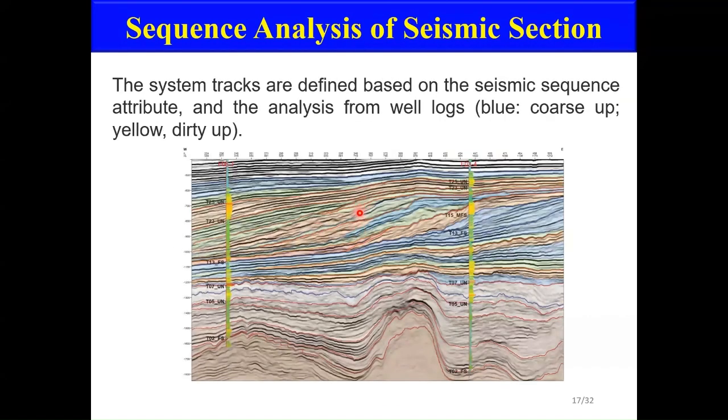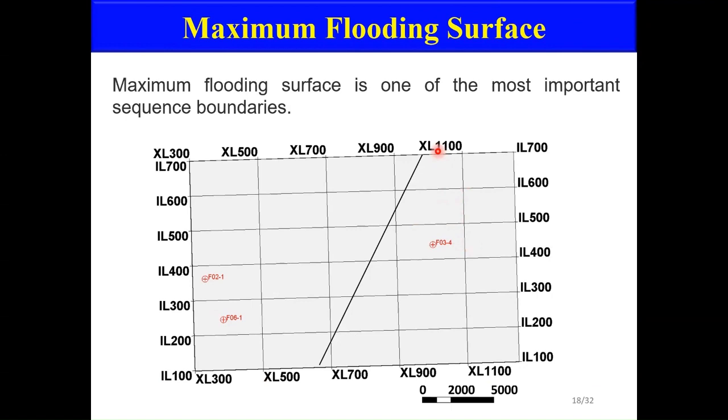And in this seismic vertical section, the blue color means the coarsening up seismic sequence package, and the yellow package means the dirty up sequence package. Then we can notice that the proposed seismic sequence attributes can help us to define the seismic tracts or the sequence packages. So to better illustrate the result, I'm going to draw some overlying within the seismic survey.